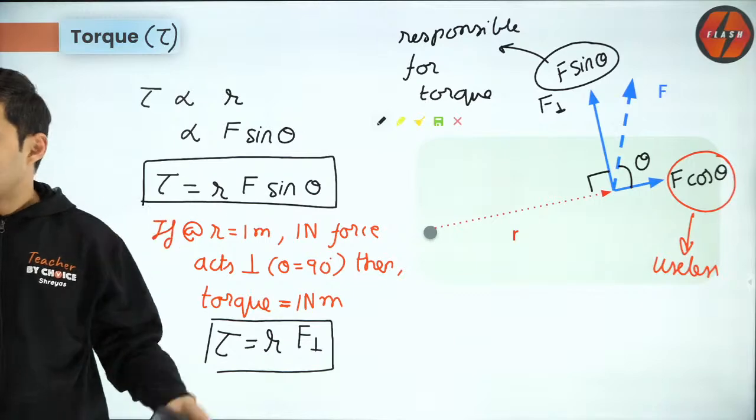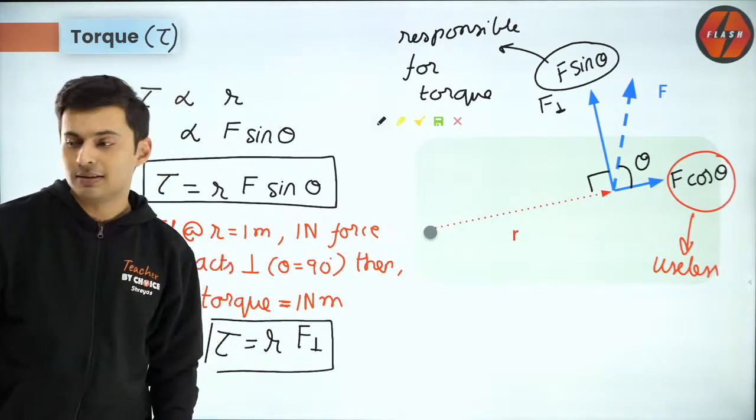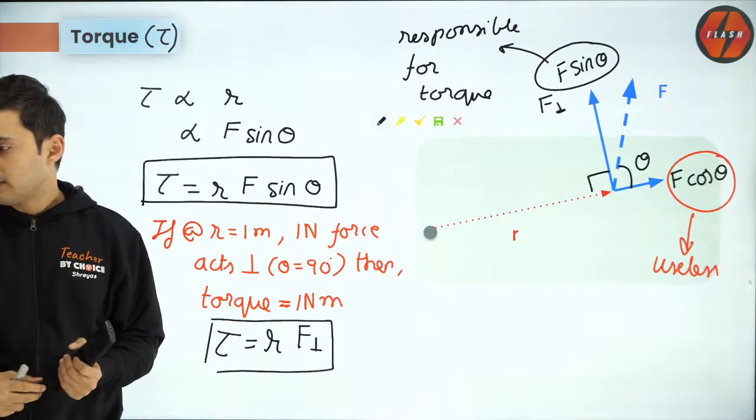The rotational analog of energy is energy only. It is called rotational kinetic energy. Alright, everyone, got it?